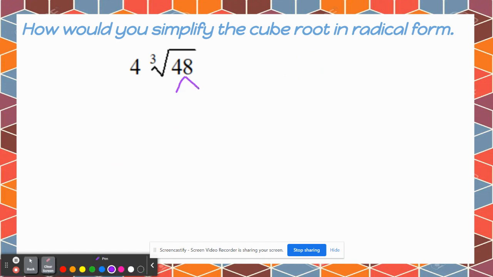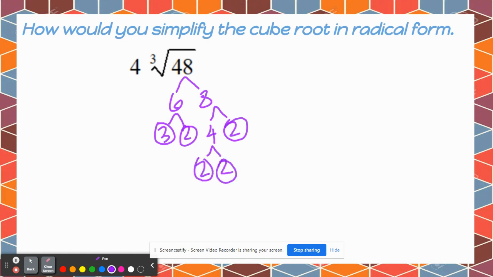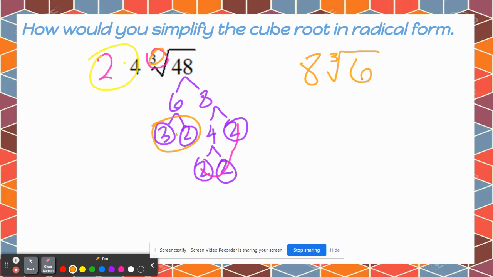All right, next one, 48. So we're going to do 6 times 8, 3 and 2. That'll be 4 and 2, 2 and 2. Okay, we factored it out, and this is a cube root, so we need 3 of them to pull it out of the radicand. So we have 1, 2, 3. That can pull out. Look, we have a coefficient already. So what do we do with the number? We multiply those two. So 2 times 4 is 8. What do we still have inside the cube root? Well, we have these two numbers. So what is 3 times 2? 6 is still inside the radicand.